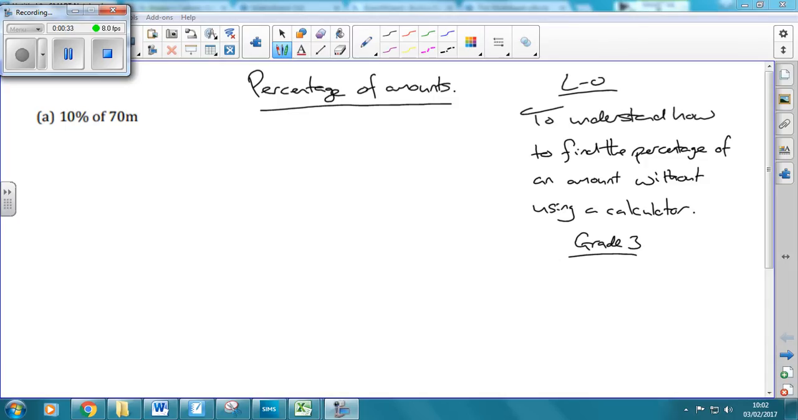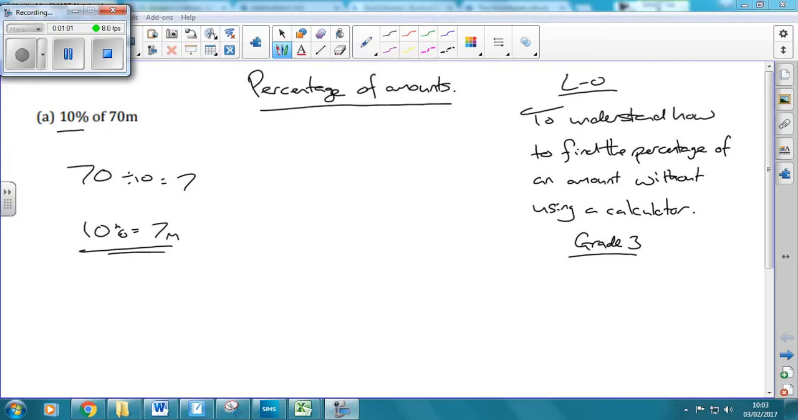Okay, the first thing we're going to do is to find 10%. Now, in terms of finding percentage, 10% is what we call the building block. It's how to begin to find percentage of any amounts. So if you've got 70 and you want to find 10% of it, all you need to do is divide by 10. So 70 divided by 10 equals 7. So what we do is we write down that 10% equals 7 meters. And this is just simply the answer for this question.